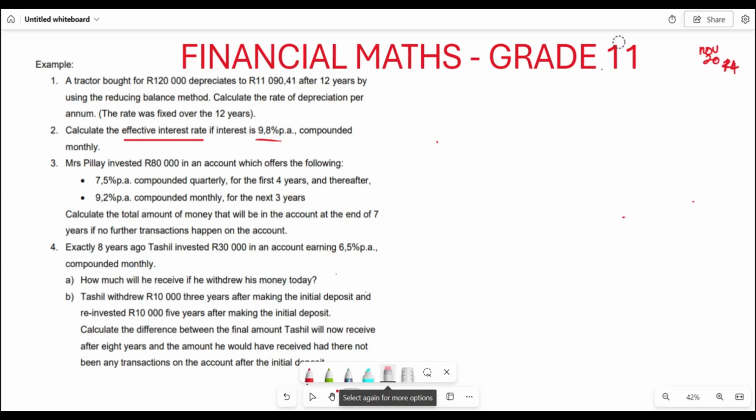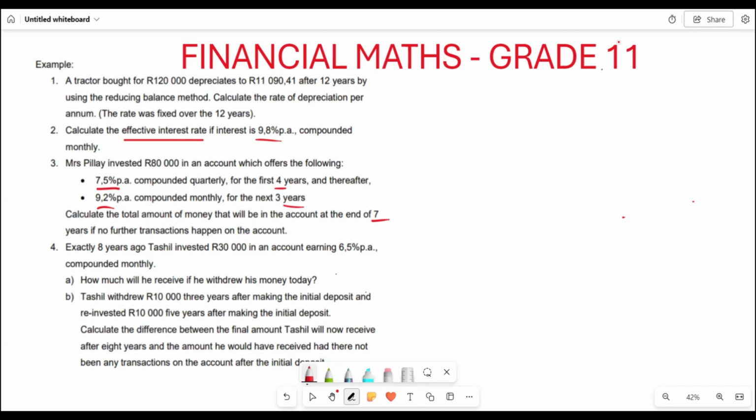Now in question 3, what you are given, basically they are saying, Mrs. Pillay invests 80,000 into an account which offers 7.5% interest, compounded quarterly for the first 4 years, and thereafter 9.8% for the next 3 years. Now they say calculate the amount of money that will be in the account after 7 years, if there is no further transaction made in here, right?